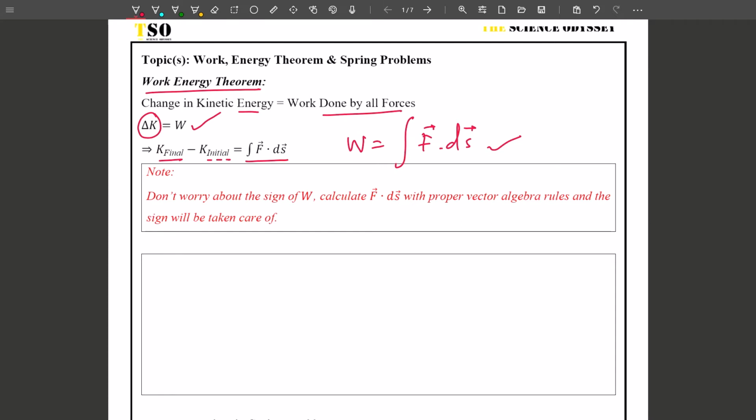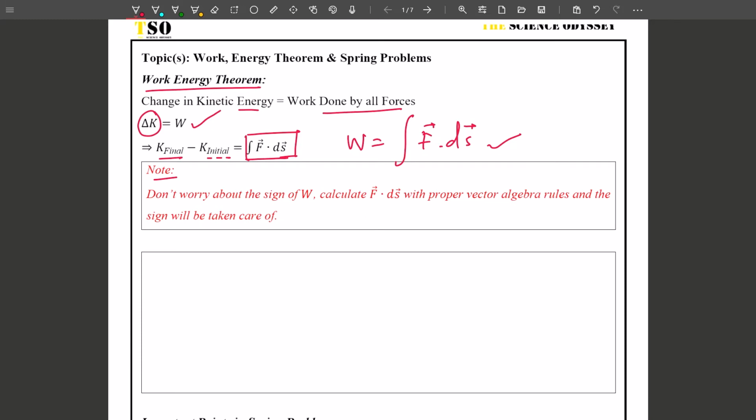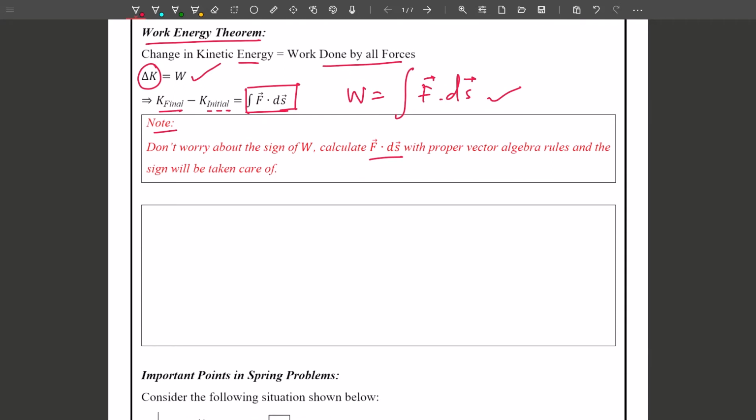Okay, so the confusing part here is the sign. You need not worry about the sign, just use proper vector laws to calculate F dot ds. Look at this example. If this is a spring, and the block, you're pulling this block, so the spring force will be in this direction and the displacement is in this direction.